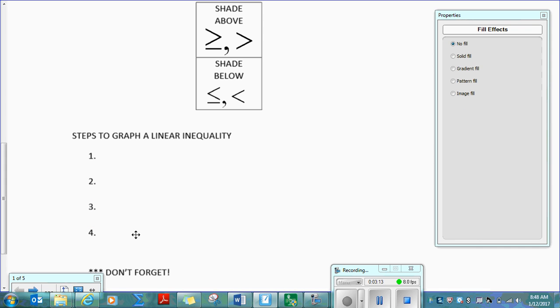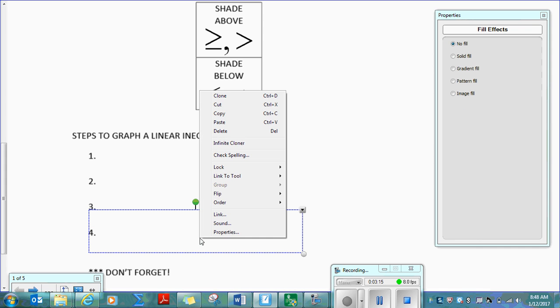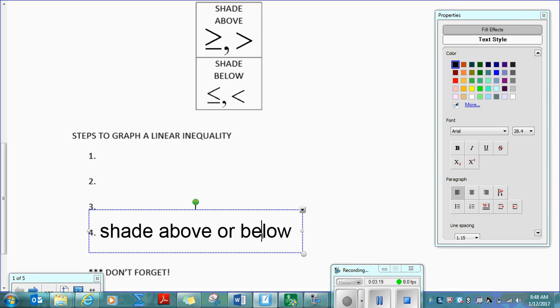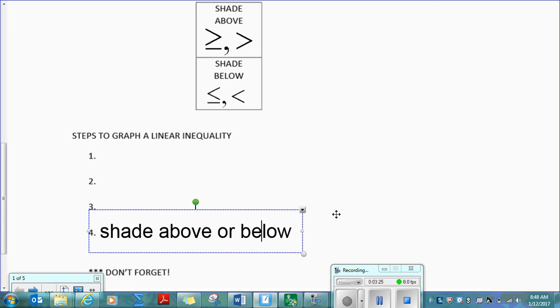And then our fourth thing is just to determine if we shade above or below based on the inequality sign we have.